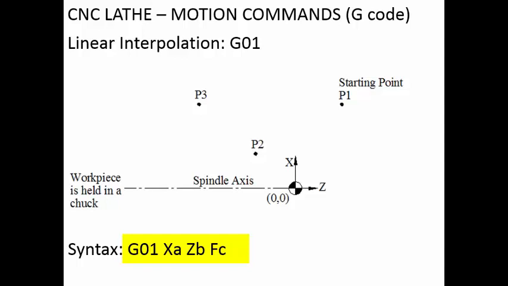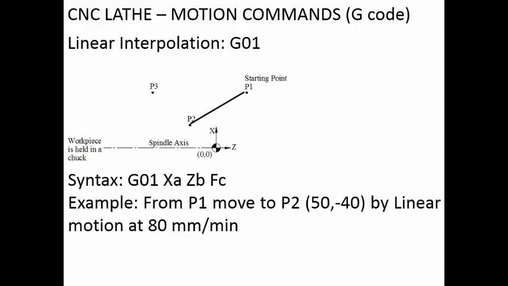So unlike the rapid motion, in case of the linear interpolation, we have to specify the speed at which the tool has to move towards the end point. So now we'll see the example here. We are having the tool at P1. We want to move the tool to the point P2, whose coordinates are 50, minus 40. Here X is 50, Z is minus 40. By linear motion, that is, it has to move along a straight line path at 80 millimeter per minute. So that is the feed rate F, that is 80 millimeter per minute. So we will write it as F80.